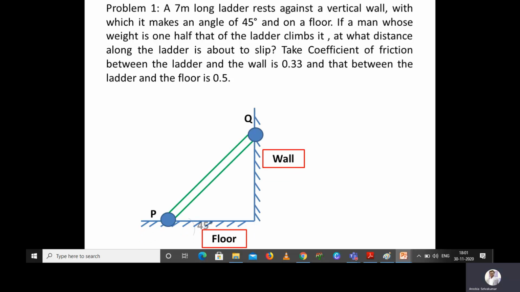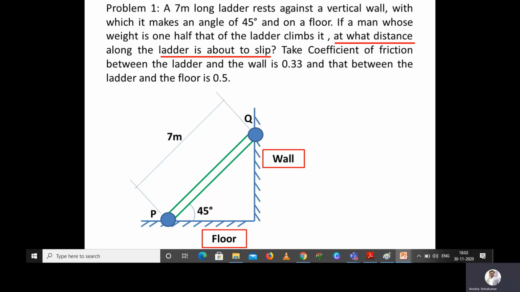So here it is P and Q, and the angle made with the horizontal is 45 degrees. The total length of the ladder is 7 meters. The given condition is that the ladder is about to slip, so it is an impending motion. A man whose weight is one half that of the ladder climbs it. At what distance along the ladder is it about to slip? We have to calculate the distance from either point P or Q. So we will solve one by one.